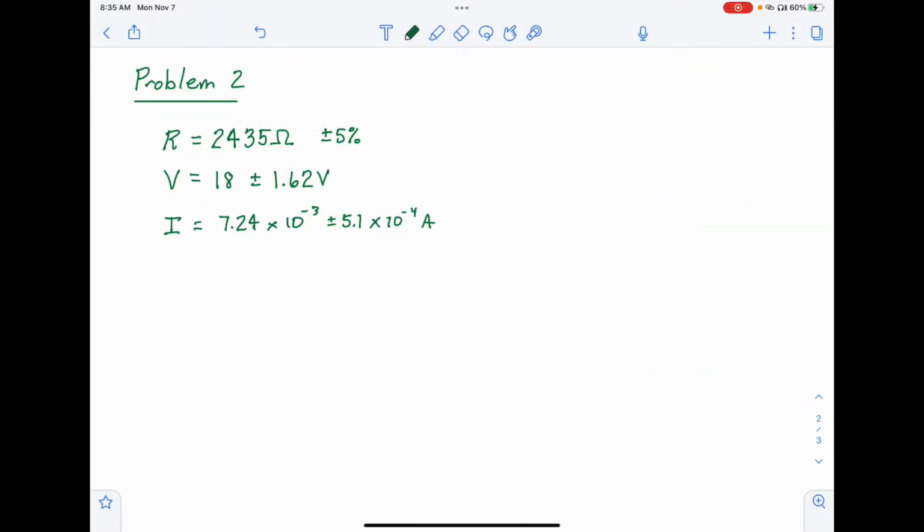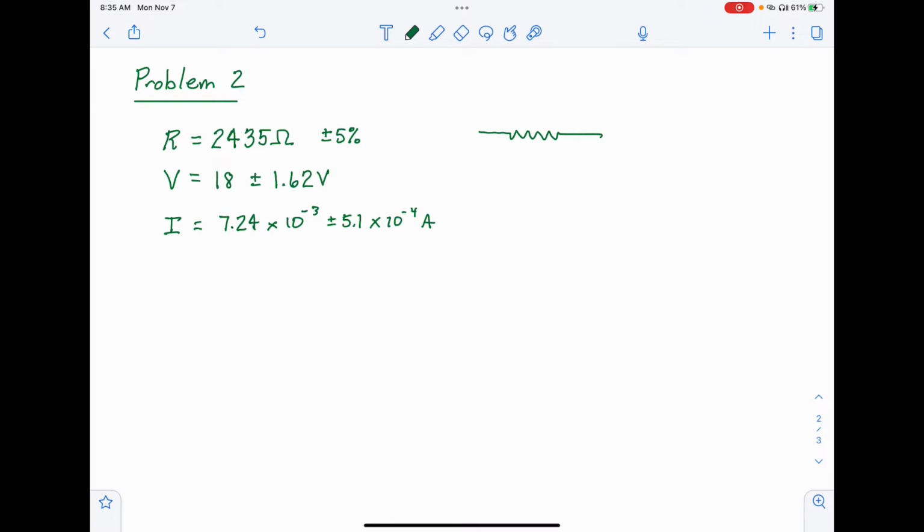Okay, students, we are looking at problem number two, and this problem gives us a resistance. Everybody's going to have a different problem, but I want to work with you on this one. So we're going to have ourselves a resistor, and it has this value, at least on its label.